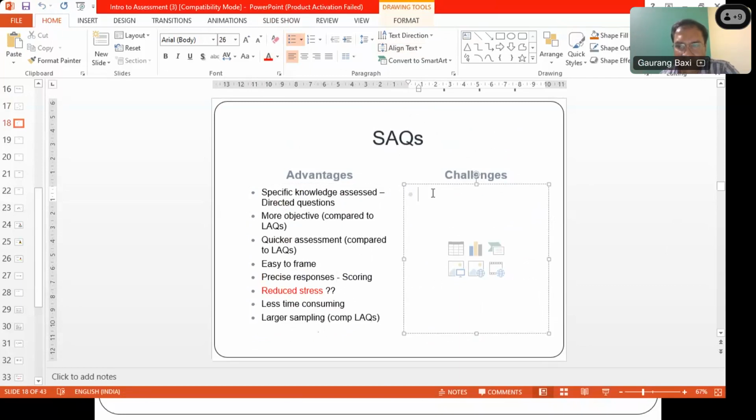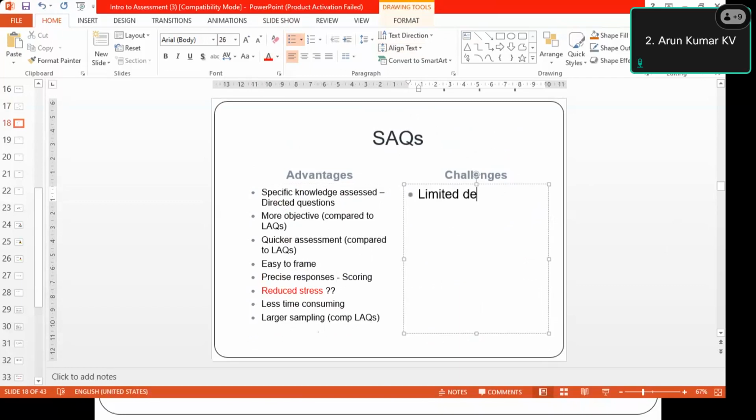Any challenges with SAQs? Sir, assessment of knowledge, limited depth of the knowledge, same like the MCQ. So some depth can be assessed, but it is still limited. Yes. So again, this would also depend on how the question is framed.